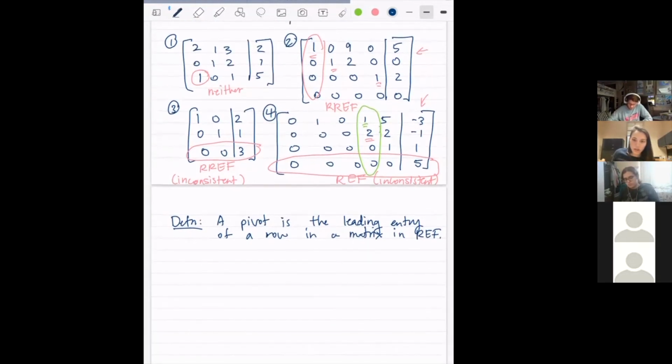So, for instance, if I use example number 2, I'm going to rewrite it so it's less messy. But we have these entries: 0, 1, 0, 0, 9, 2, 0, 0.